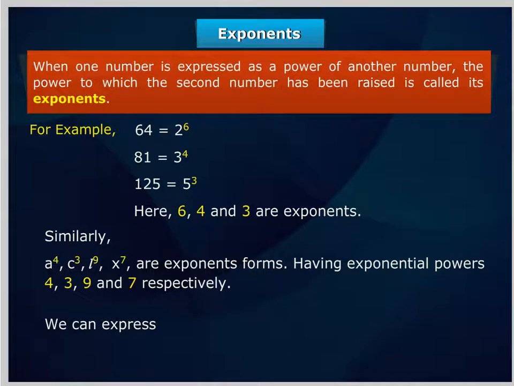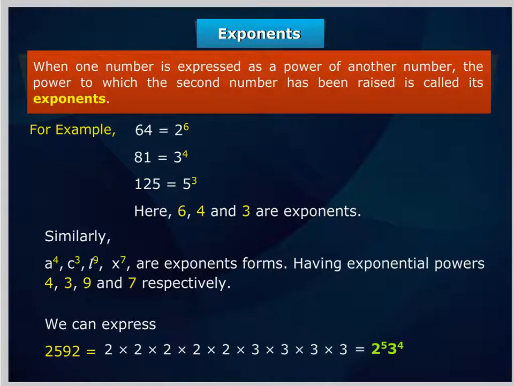We can express 2592 as 2 multiplied by 2, multiplied by 2, multiplied by 2, multiplied by 2, multiplied by 3, multiplied by 3, multiplied by 3, multiplied by 3, equal to 2 to the power 5 times 3 to the power 4.